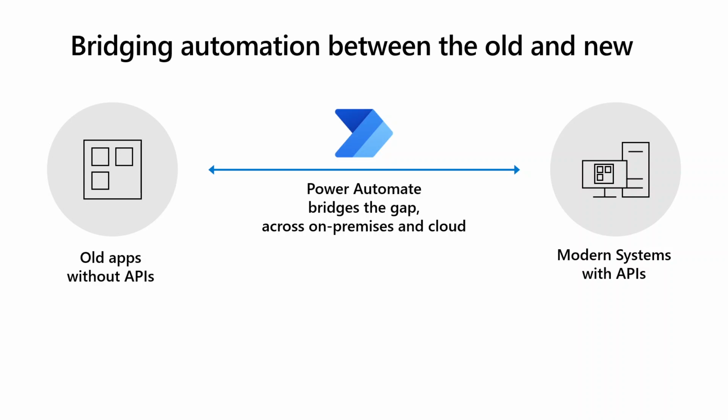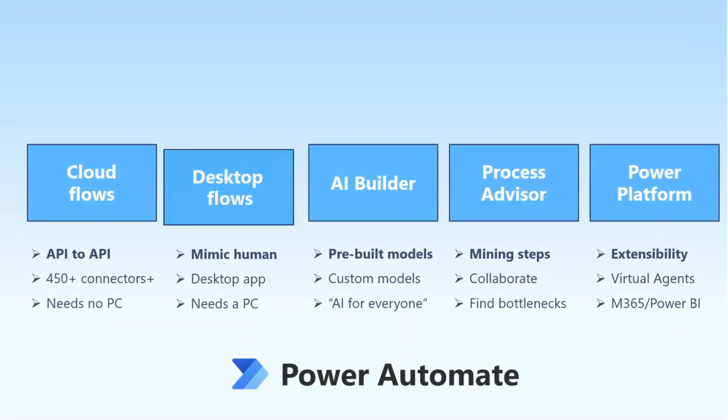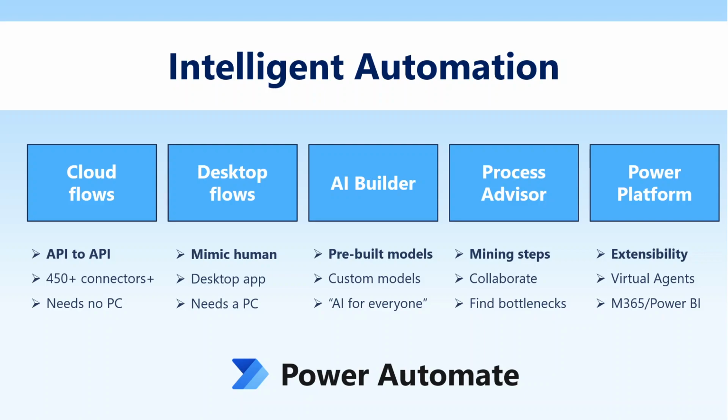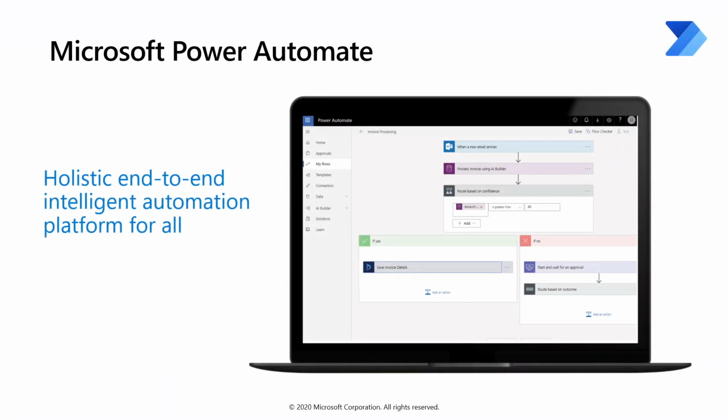Highly recommend that you do, obviously. Bridging the gap between cloud flows, between modern systems with APIs and old systems without APIs. You will learn how to bridge that gap and pass data between the two throughout this course. All of this stuff is known as intelligent automation. Cloud flows, desktop flows, AI Builder, process mining, and interoperability with Power Platform. All of this together, you can build some really cool intelligent automation solutions. So stick with us, stick with the course, and you will understand how you can really leverage Power Automate to automate a whole heap of stuff for your organization.